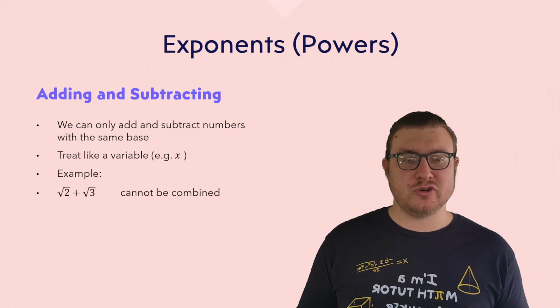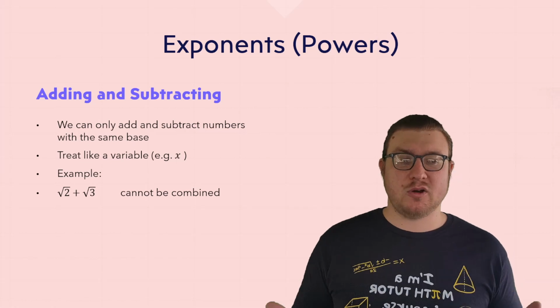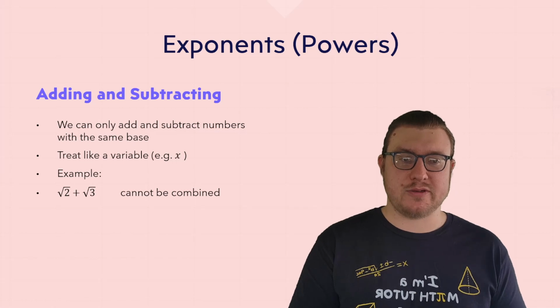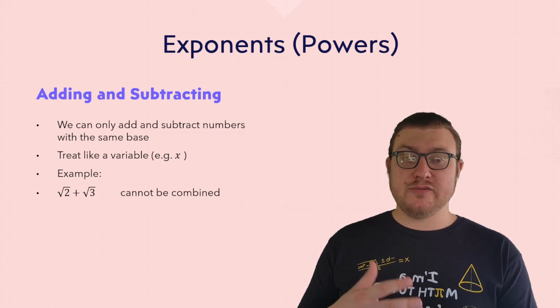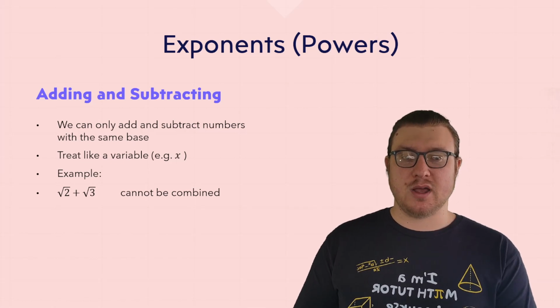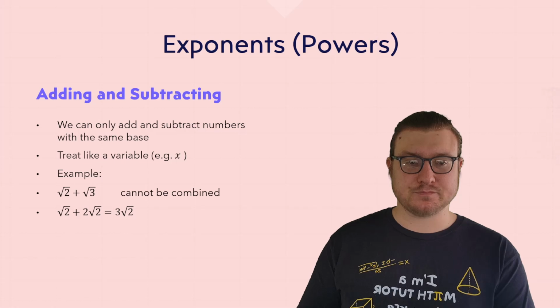So let's have a look at an example. The square root of 2 plus the square root of 3, they cannot be combined. They have a different base. One has 2, the other one has 3. Even though the power is the same, the power to 1/2, they cannot be simplified in any way.